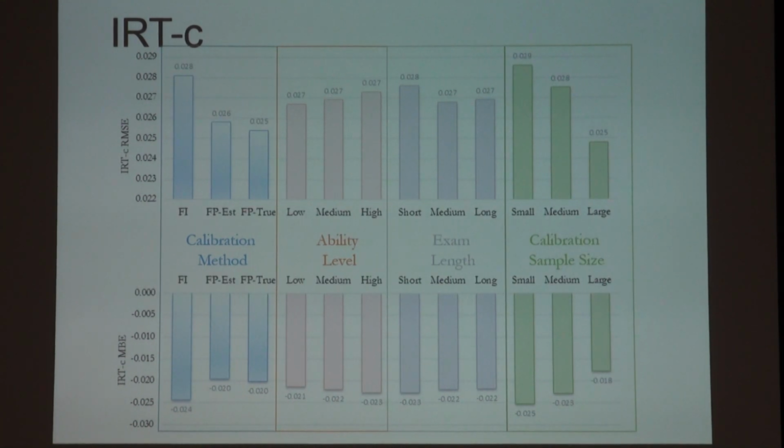And for IRT-C parameter, we dropped the last factor because in the calibration we fixed the C value for that model. So for the other four factors, again, the results are consistent with what we observed for IRT-B. Fixed item approach has larger error, and low ability group, longer exam, and larger sample size all help improve the calibration results.